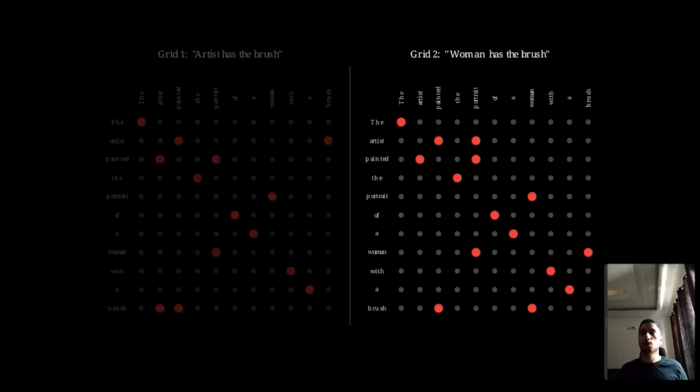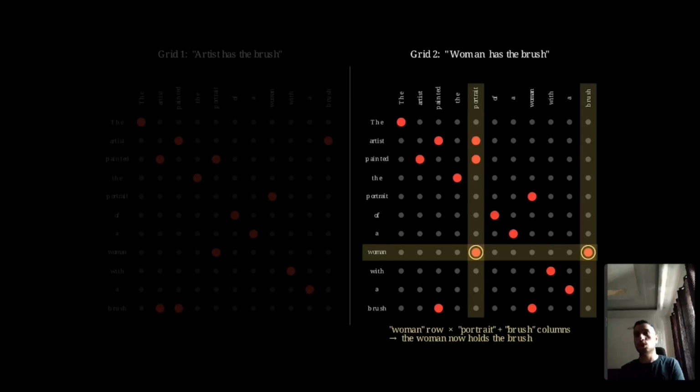But if we go to attention score 2, which was given by a different perspective, or by a different LLM, here you can see the woman is giving more attention to the portrait and to the brush. This token is giving more attention to both of these, meaning that the woman is related to the brush as well as to the portrait. If we look at this from this perspective, it means that the woman is holding the brush in this perspective.